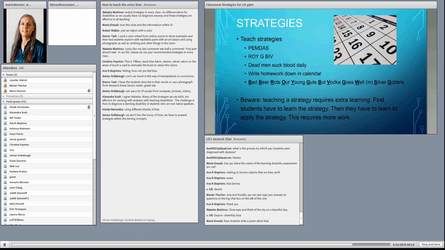When you're doing electronics and there's a color code for resistors, you have to learn all the color codes. So instead of numbers, they use colors, and you have to learn it from the beginning. So bad beer rots our young guts, but vodka goes well in silver goblets gives you that color coordination.